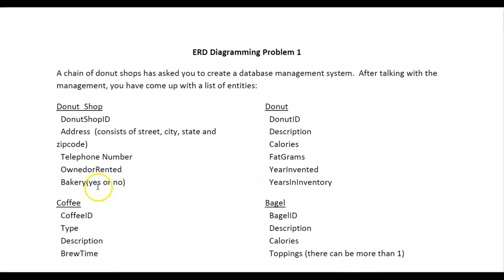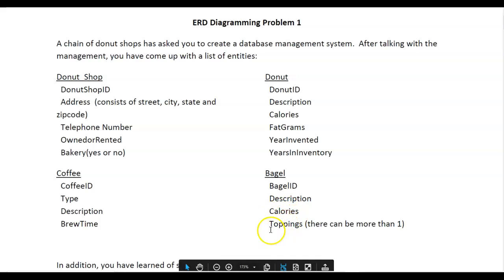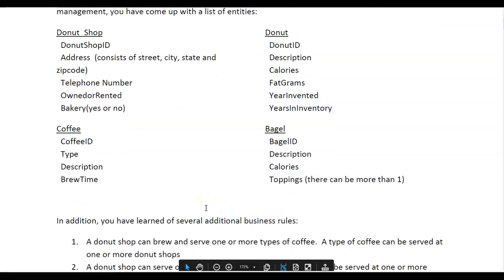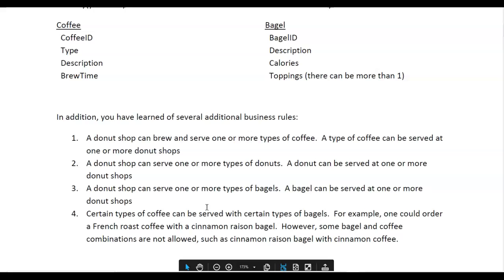Notice we have a few things here. We have a Boolean here, bakery, yes or no. Same thing, owned or rented. Years in inventory would be a derived attribute, and toppings is multi-valued. Now a few business rules we end up having. So a donut shop can brew and serve one or more types of coffee. A type of coffee can be served at one or more donut shops.